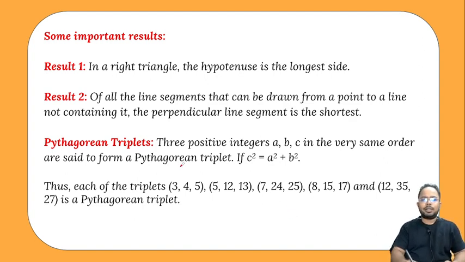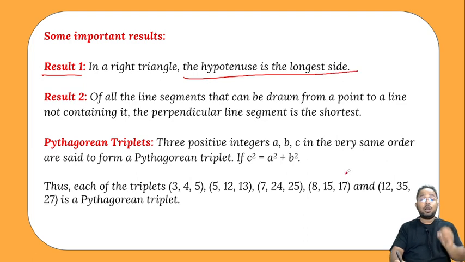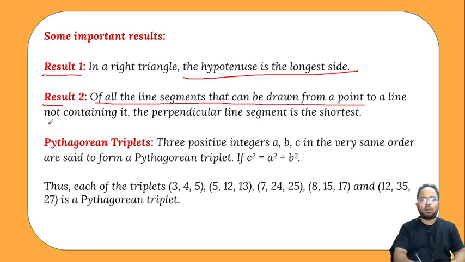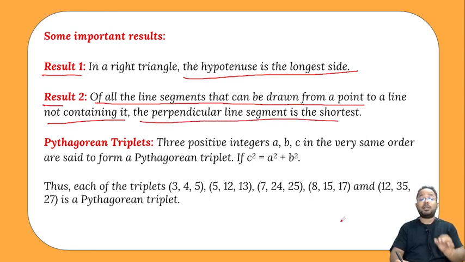Next, some more properties, more results that we can learn from this Pythagoras theorem. In a right angle triangle, the hypotenuse is the longest side. So whenever we get a right angle triangle, the hypotenuse is always going to be the longest side. Next is that of all line segments that can be drawn from a point to a line not containing it, the perpendicular line segment is the shortest.